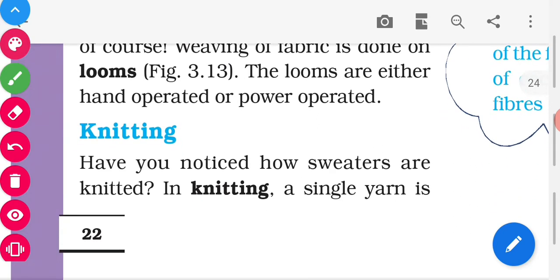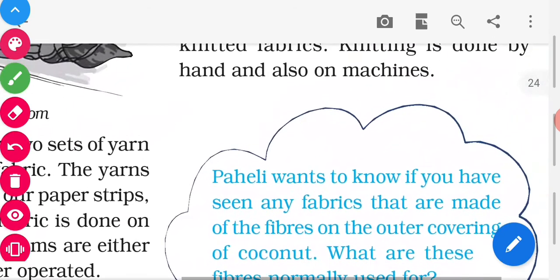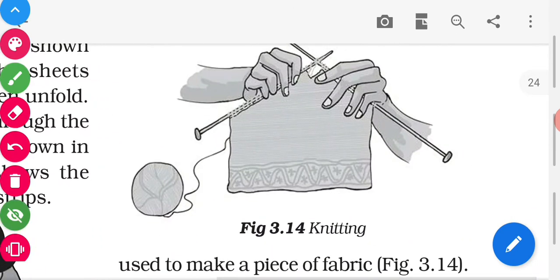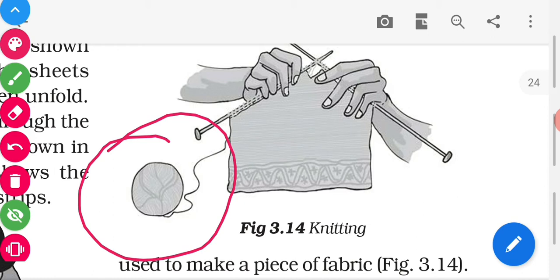Knitting. Now knitting means, you have seen that sometimes when your mother is knitting a sweater, she uses a single ball of wool. This single ball of wool is used for knitting. Here we are using only a single yarn. In weaving we use two yarns to make the fabric, but here we use a single yarn to make the fabric. This is known as knitting.